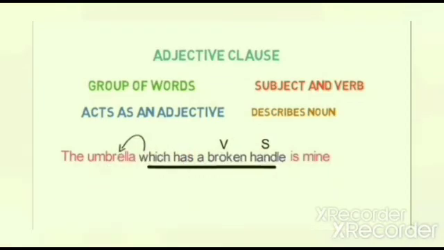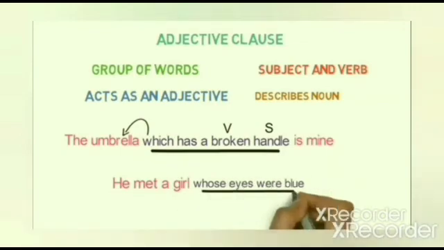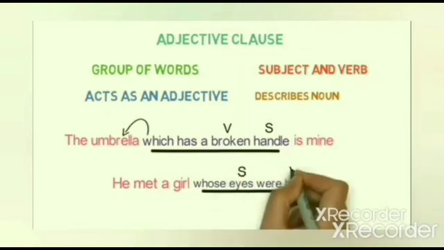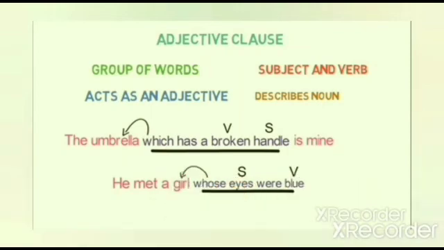Let's look into one more example. He met a girl whose eyes were blue. Here, whose eyes were blue is an adjective clause and the clause has a subject and verb and it is describing the noun girl. Basically, this clause does the work of an adjective.